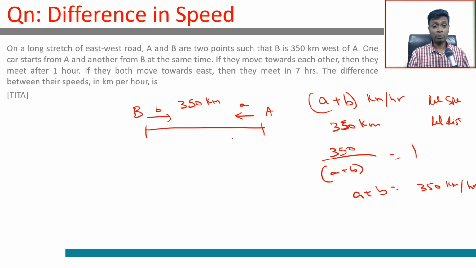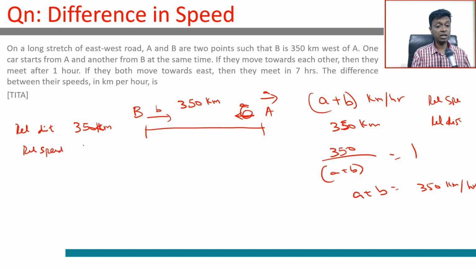If they both move towards east, this is west, if both move towards east, that means A is going like this, then they meet in 7 hours. And so B is catching up on A. Once again, the relative distance will be 350 kilometers. The 350 kilometer gap has to be caught up by B. Relative speed is B minus A. B has to be going faster. Only then they'll catch up because they're going east. So 350 by (B minus A) equals 7 hours, or B minus A is 50 kilometers per hour.